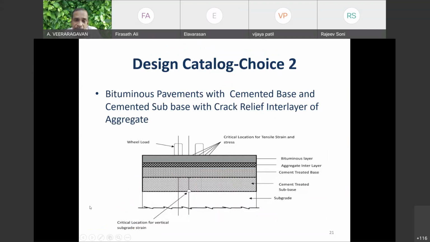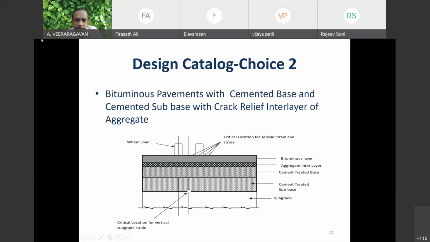What will happen is that this cement treated layer under repeated application will start cracking. Once it starts cracking, the crack will propagate to the top. So you should know that the cement treated layer will crack. So I am providing an aggregate interlayer here, which will retard the appearance of cracking on the bituminous layer. If this layer is not there, the crack that occurs here will get reflected on the top. So there will be a requirement of a crack relieving layer.